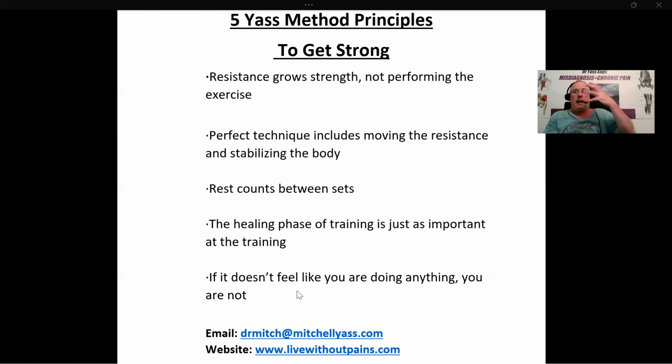You've got to feel like you're focused. You've got to feel like you're putting enough effort in terms of the resistance, in terms of making sure you do the technique properly. And if you're doing that, then there's probably a really good chance that you're going to be able to achieve your goals.